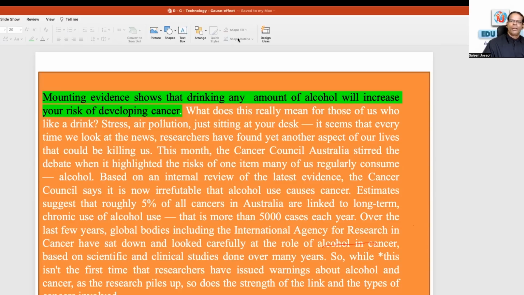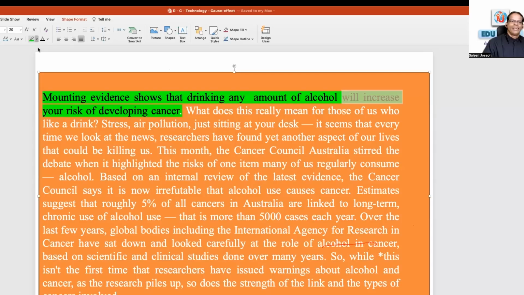What does it mean? Maybe in your own words, if you can translate into your own vernacular, Hindi or Tamil or Malayalam. Research shows that alcohol will increase the risk of cancer. Alcohol will increase, yeah. So, will increase is important, right?